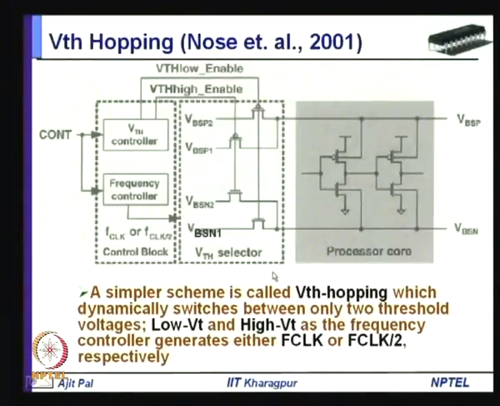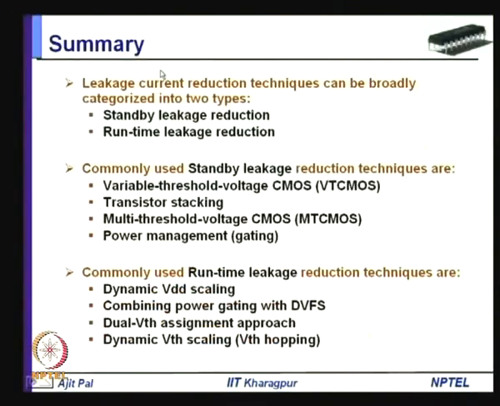Okay. Let us now summarize what we have discussed so far. We have discussed leakage reduction techniques, which can be broadly divided into two categories: standby leakage reduction and runtime leakage reduction. We have discussed several standby leakage reduction techniques like variable threshold voltage CMOS, VT CMOS, transistor stacking, multi threshold voltage CMOS, and power management or power gating, which are commonly used to reduce standby leakage power.